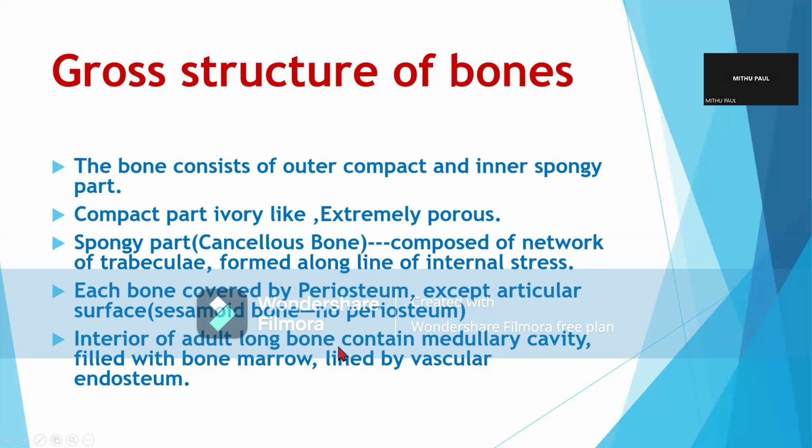The interior of the adult long bone contains a medullary cavity filled with bone marrow that is lined by vascular endosteum. So if you talk about the bone lining, there are two. One is the periosteum on the outer side and one is the endosteum, for the long bones having the marrow cavity.